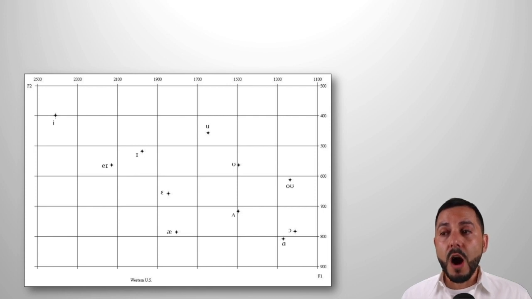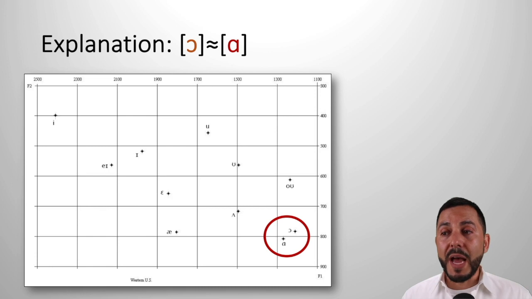However, the sound with a lowercase letter a without the hat, and the sound with a backwards letter c, are very close to each other, and they sound very similar.